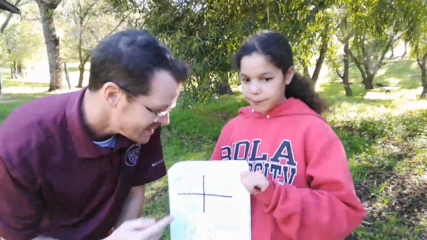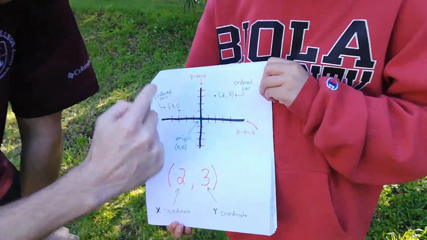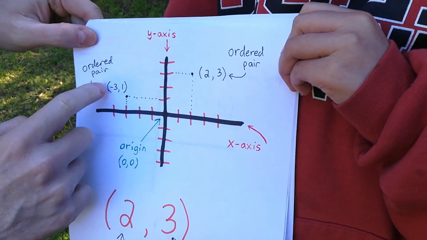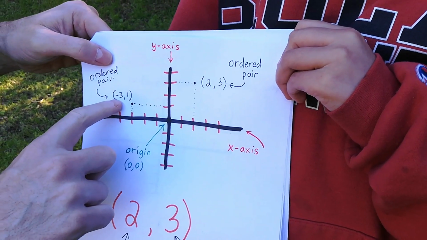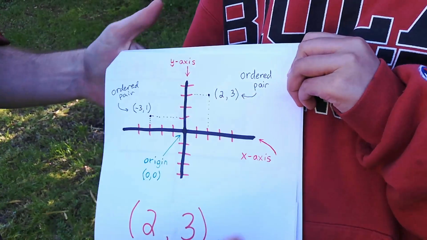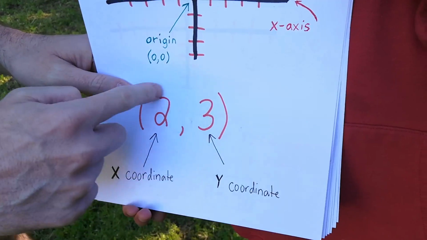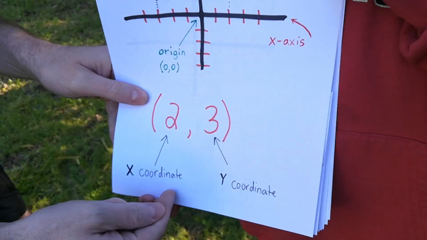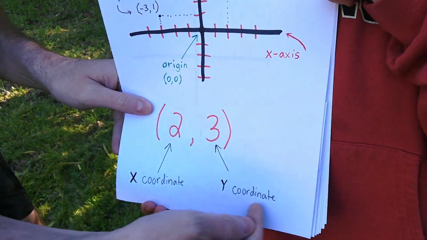Okay, let's get started. This ordered pair right here, an ordered pair is two numbers. There's an x number and a y number. So you can see down here, I have a big old x number, that's the x coordinate, and a big old y coordinate.